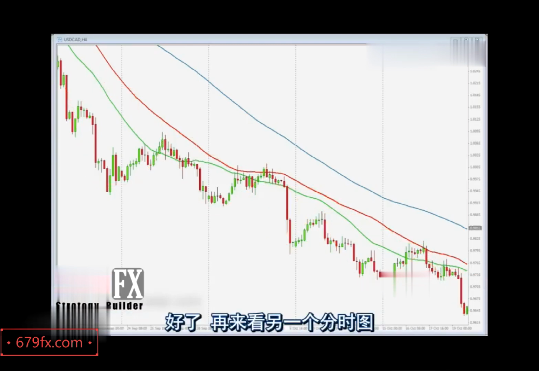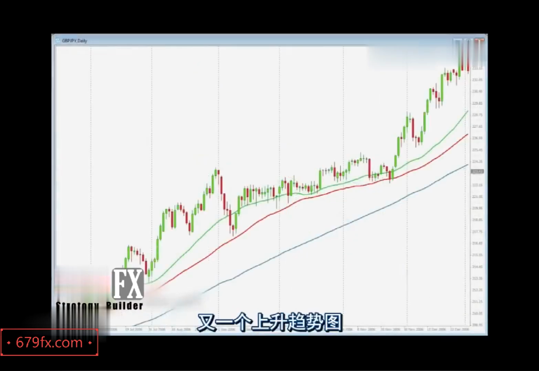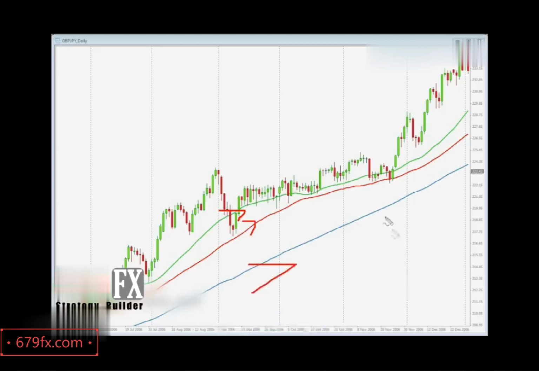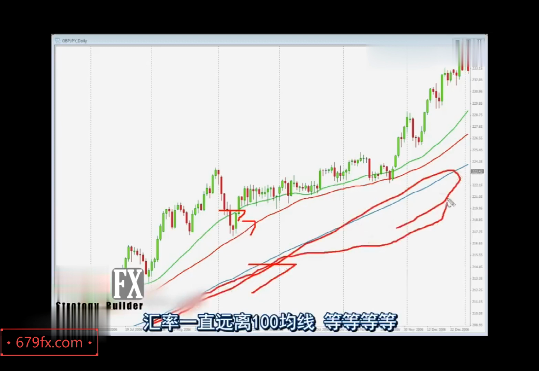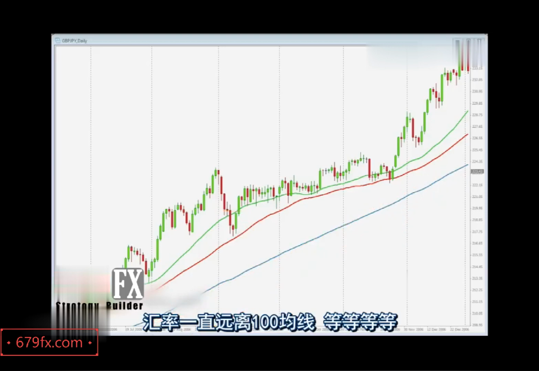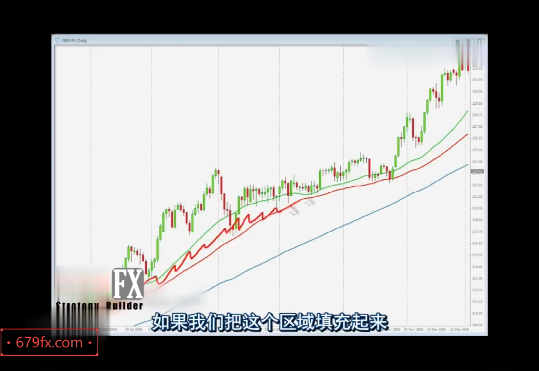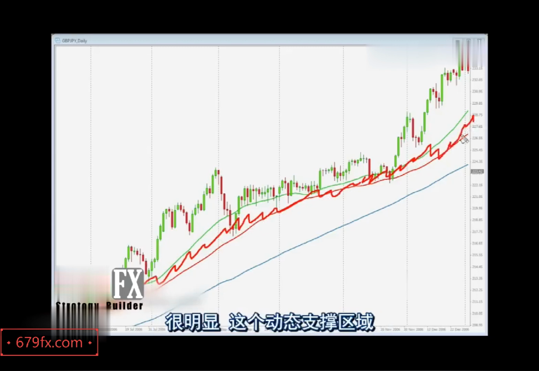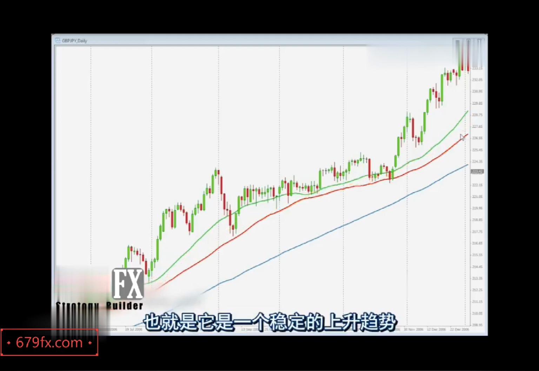All right, okay, another chart, why not? Another uptrending chart, a beautiful uptrend with those moving averages nicely parallel to each other, nicely pointing in the same direction, price steering clear of the 100 moving average, etc. And in this case, if we draw a solid band between the 30 and the 50, we can clearly see that price is holding. That band, the dynamic area of support, is clearly holding price above, and if it does, it means that this is a healthy uptrend.